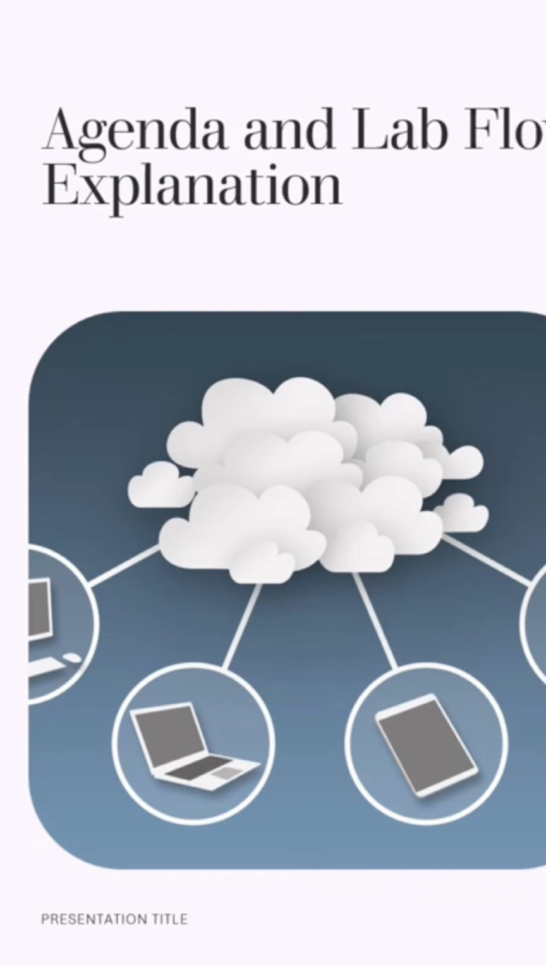Core infrastructure setup. Start by creating a resource group and deploying a virtual machine to build functional cloud infrastructure. Networking and security. Implement virtual networks, subnets, and network security groups to manage traffic and enforce network segmentation.